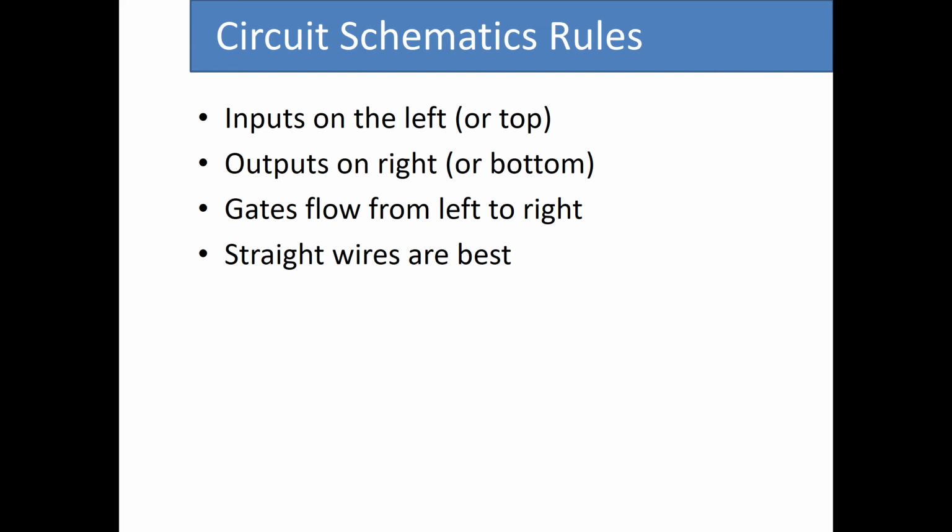So there are some rules to be applied to these types of implementations. Generally speaking, the inputs are on the left or on top of the graph. The outputs are usually on the right or the bottom of the graph. And usually the gates flow from left to right. And we always try to use straight wires as much as possible, right? So these are the basic rules for creating an implementation for a Boolean equation using logic gates.